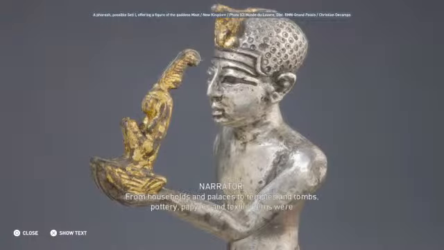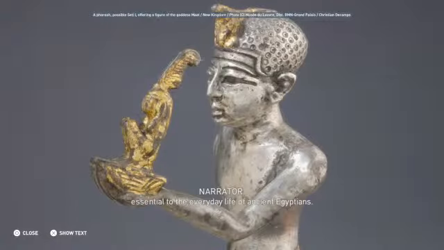From households and palaces to temples and tombs, pottery, papyrus, and textile items were essential to the everyday life of ancient Egyptians.